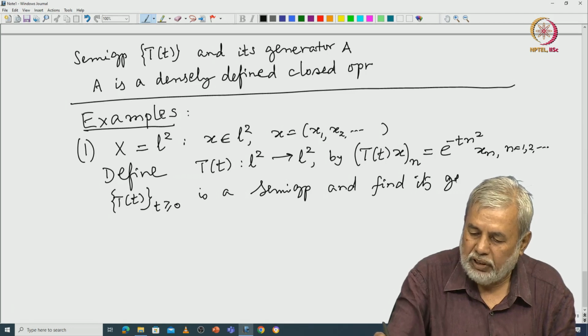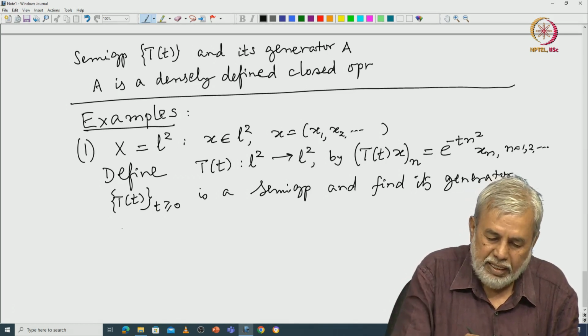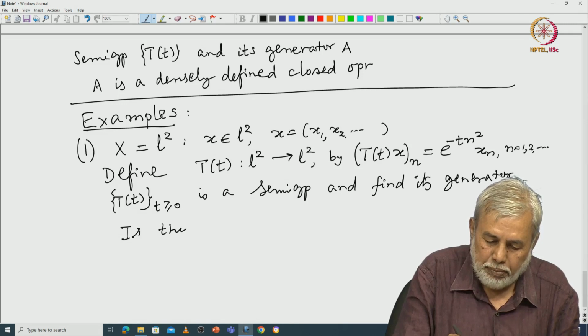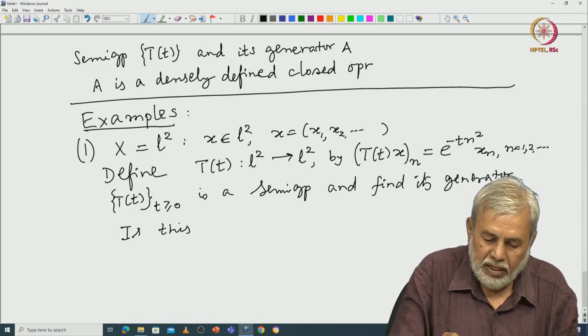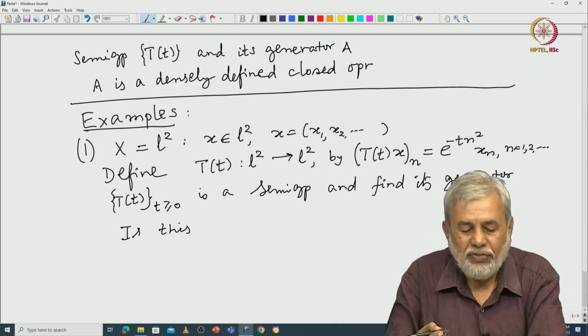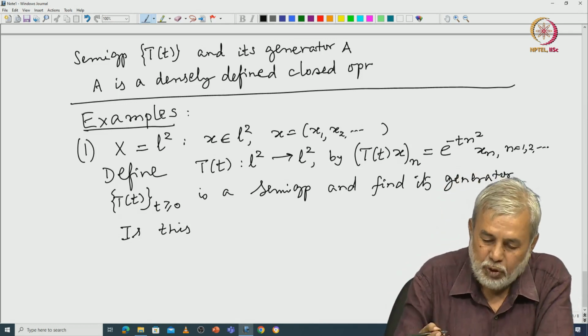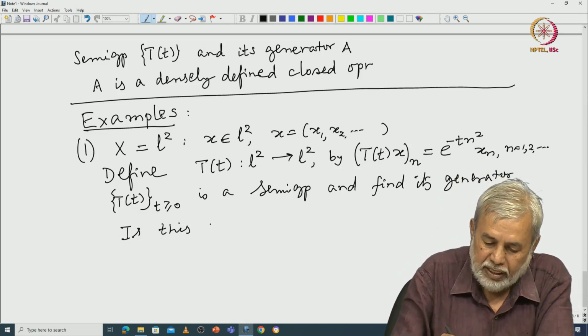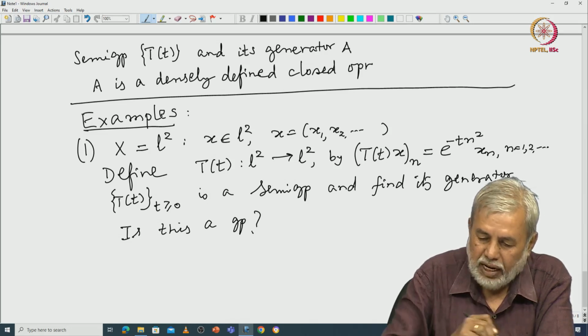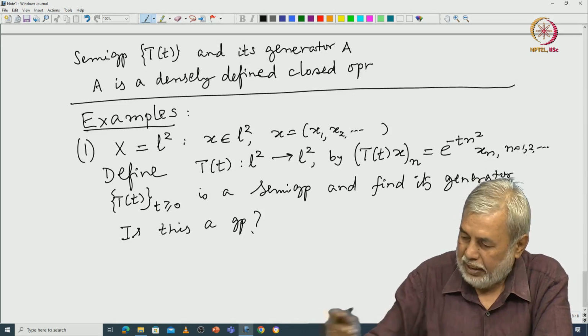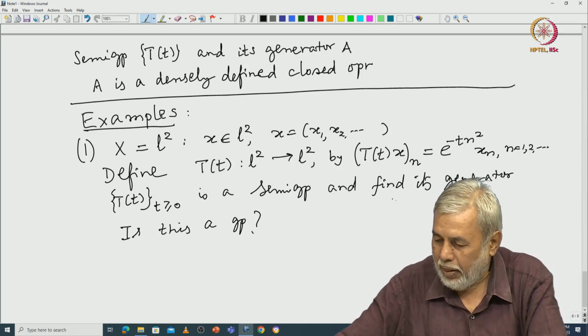Okay. So, you also see, is this a group? So, whenever a semi group is given, you should also verify whether it is a semi group or a group. Is this a group? Okay. So, this is a simple one.